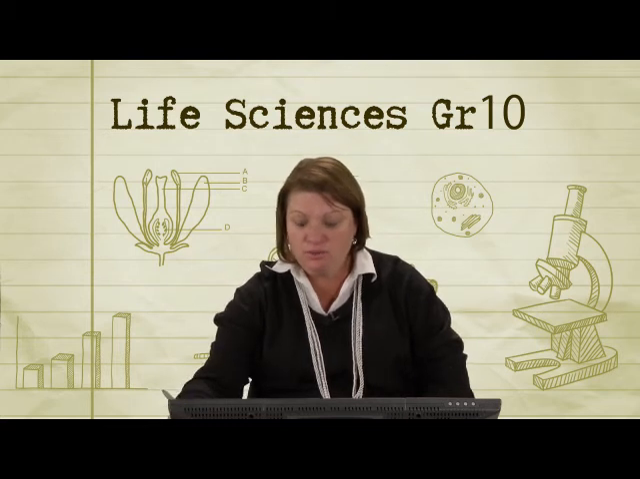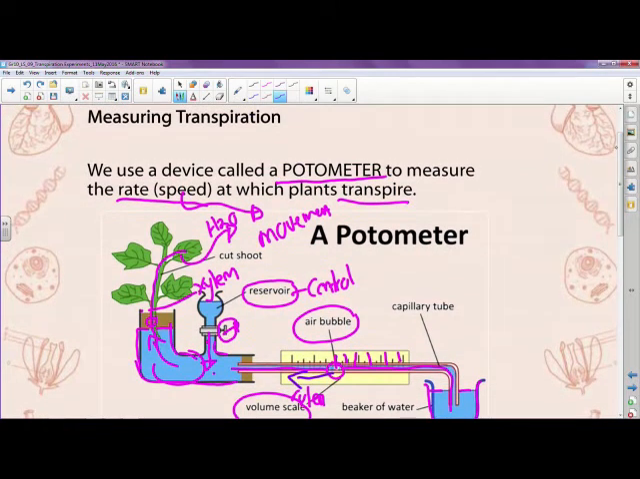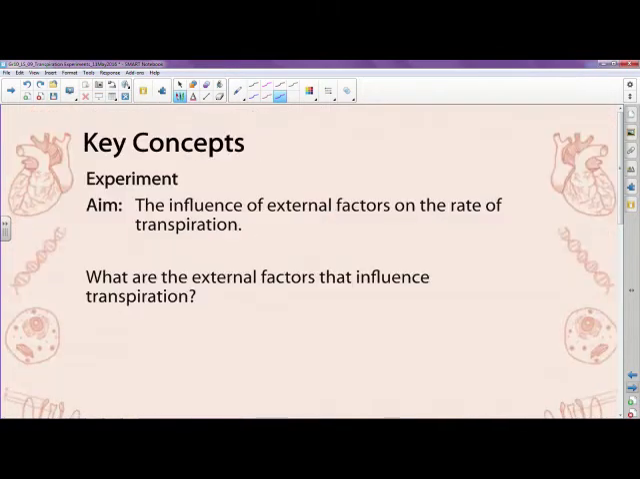Okay, so now when we look at the experiment, guys, let's start at the top. We want to measure how fast transpiration occurs. Now, our experiment that we're going to look at, let's start with the aim. Remember, my aim is my direction. I want to know the influence. What does that mean? How does it influence? The influence of external factors on the rate of transpiration.